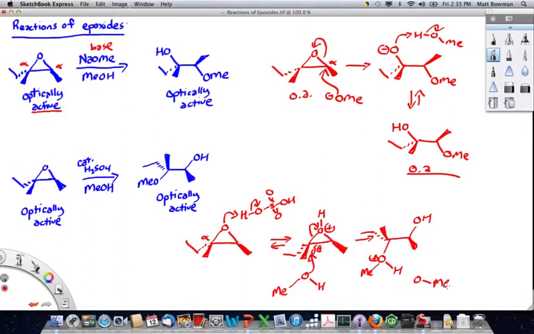To finish up the mechanism, we merely deprotonate an oxygen. And we give this as our product. Again, we start with an optically active epoxide, and nowhere during the mechanism do we lose optical activity, so the final product is also optically active.